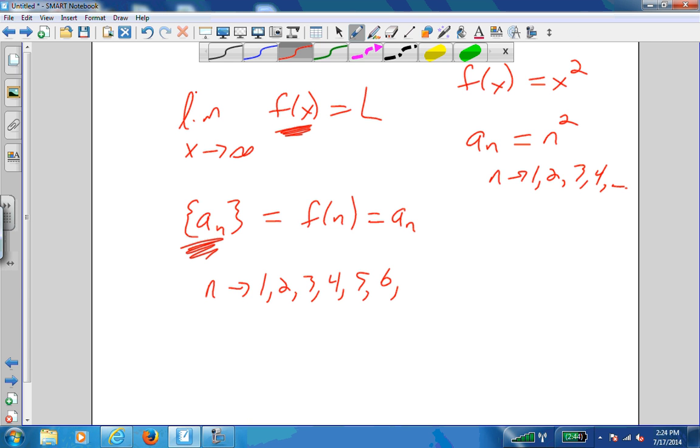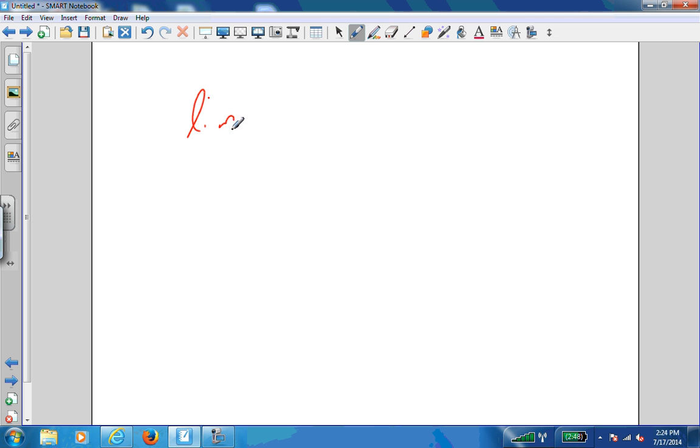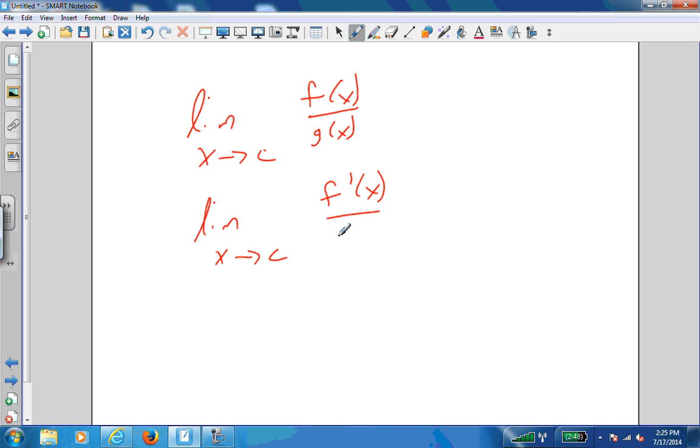we might need to use something such as L'Hopital's rule. L'Hopital's rule applies to functions that are rational. Remember, if we take the limit as x goes to a particular number of a rational expression and we get something that's indeterminate, then we can take the limit as x goes to that value of the derivative of the top over the derivative of the denominator.